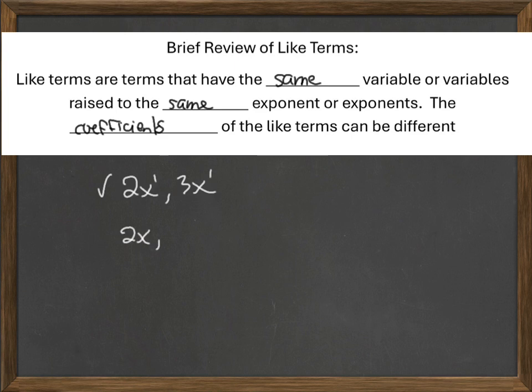What about 2x and 2x squared? Are those like terms? They are not like terms, because they have different exponents, even though they have the same variable. What about 2 and x? Those are, again, not like terms. What about x cubed and 2x cubed? Are those like terms? They are, because even though they have different coefficients, 1 and 2, they have the same variable x raised to the same exponent 3. So that's a brief review of like terms.